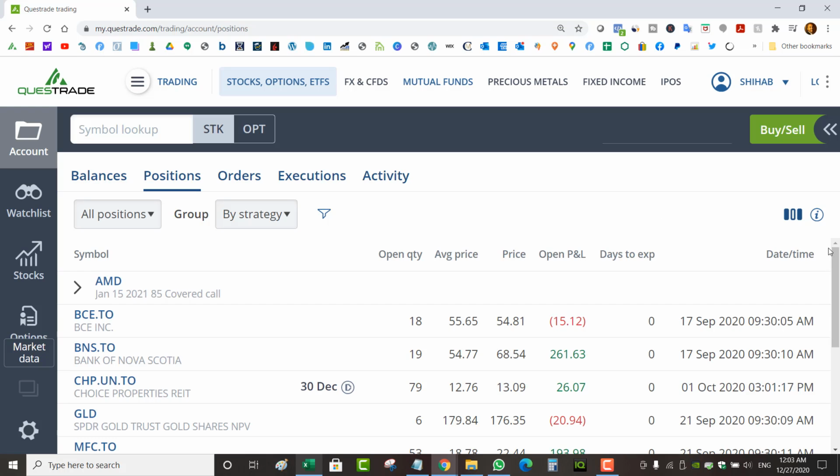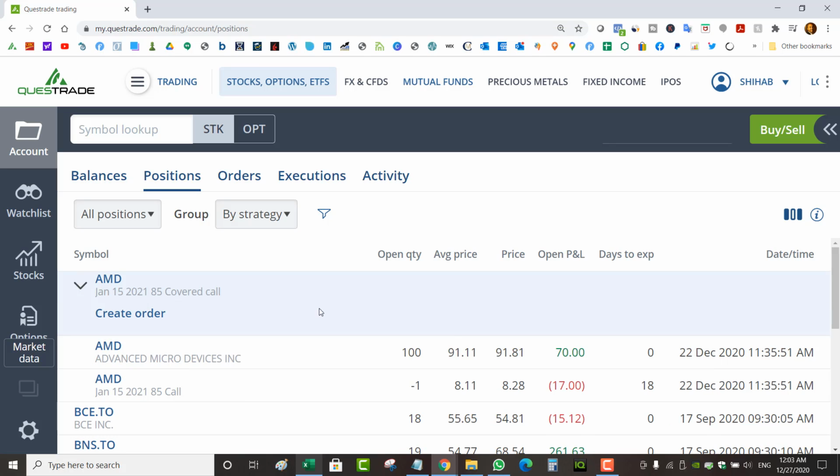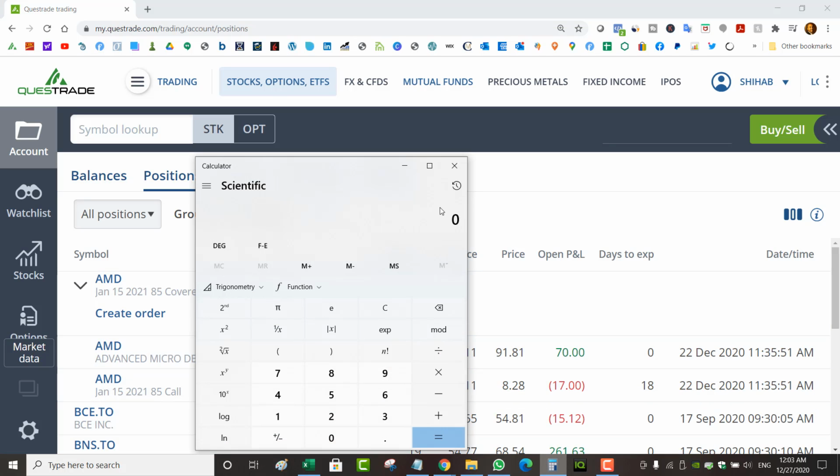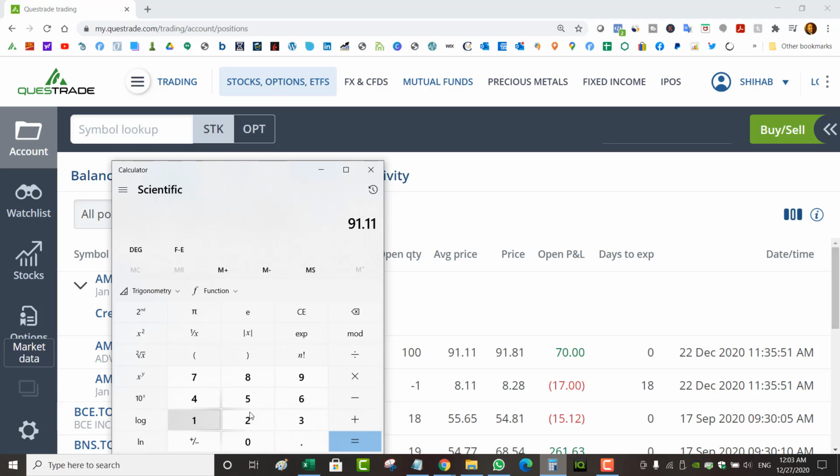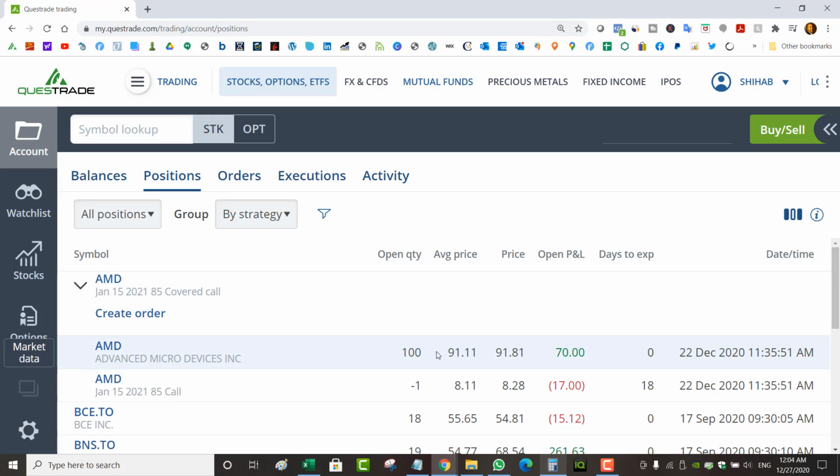with Questrade. So in my TFSA, they're mostly dividend stocks, but I've got one covered call on AMD here at an 85 strike. I did this to replicate a naked put, basically. So I bought 100 shares of AMD at 91.11, and then I sold an in-the-money covered call at an 85 strike for $8.11. So that means I bought for 91.11, but I collected right away $8.11. So my net debit, my net cost for this trade is $83, but the stock is trading at 91.81. But my max selling price is 85 because I sold a covered call on it.